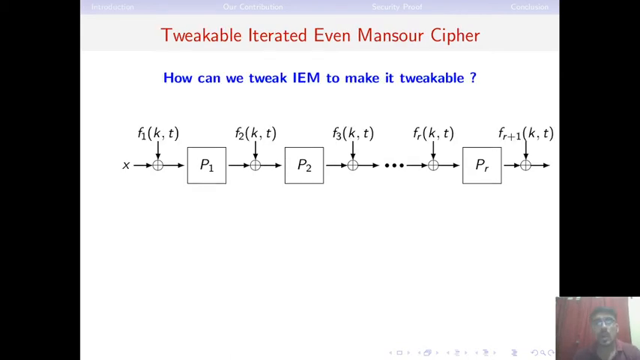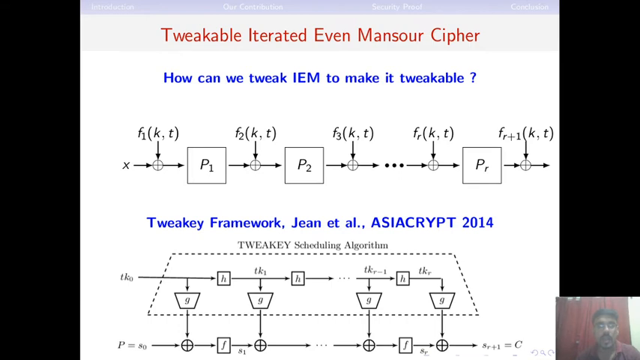So now let us ask, can we tweak the design of the IEM, or iterated Even-Mansour cipher, to make the resulting construction tweakable? Can we somehow incorporate the tweak T into this iterated Even-Mansour construction? A natural approach is to apply a function F on the key K and the tweak T, and the output of the function is masked in the internal state of the cipher. This idea was already considered by Jean et al. in Asiacrypt 2014 in their Tweakey framework setting, where the tweak and the key were unified.